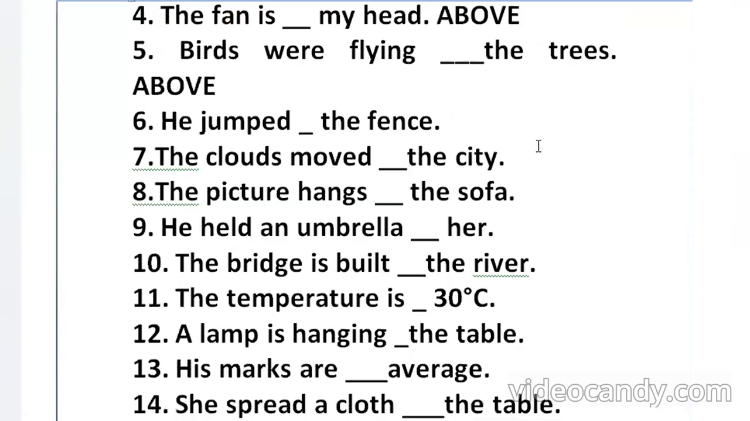Number 6. He jumped blank the fence. Over. He jumped over the fence. Number 7. The clouds moved blank the city. Over. The clouds moved over the city. 8. The picture hangs blank the sofa.